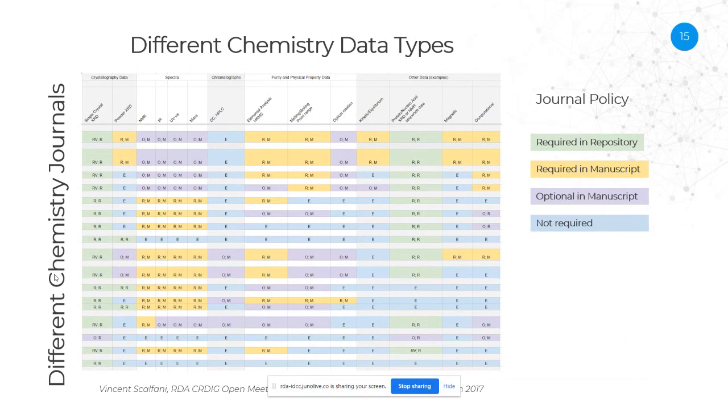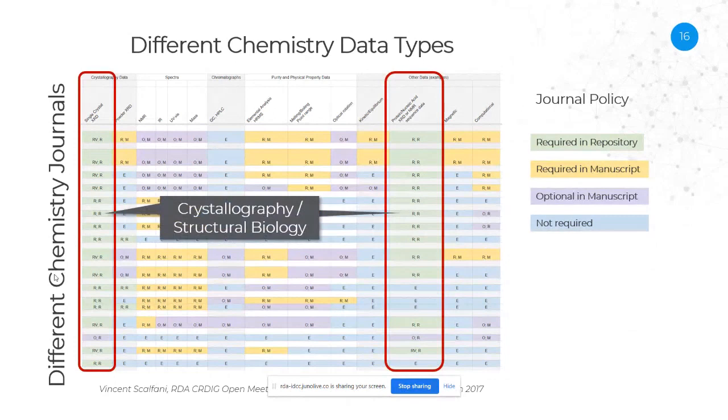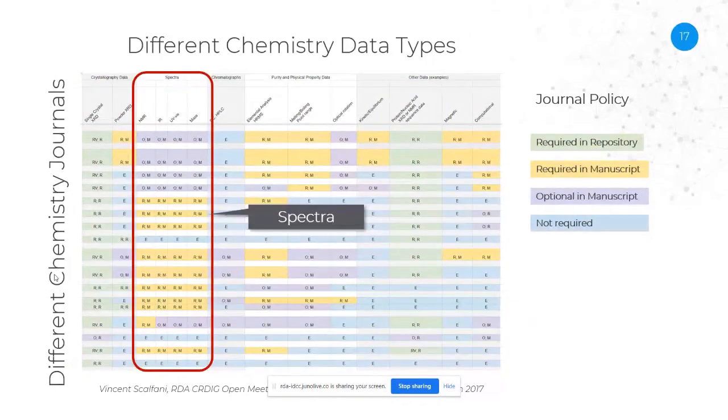You get this color coding ranging from data types that are required in a repository through to those not required. Within the middle are those that are required or maybe optional in a manuscript. The green color coded pieces represent crystallography and structural biology. The question was, where do we go next if we want to improve things for other chemistry data types? And you've got this required-in-manuscript category emerging here for spectra. So spectra has been a reasonable focus of activities in discussions about FAIR and chemistry.